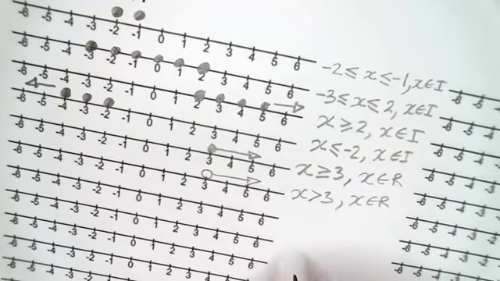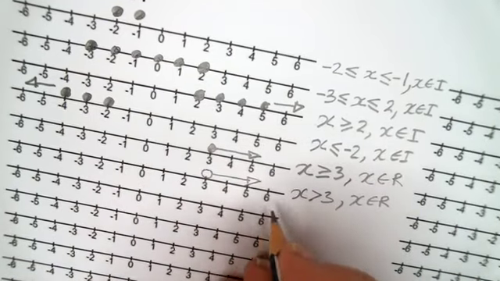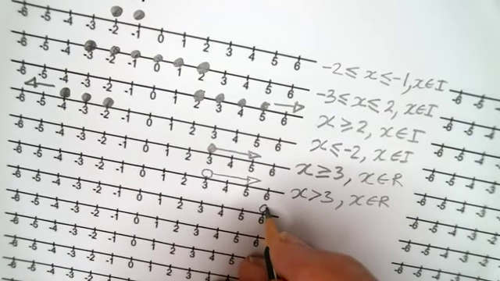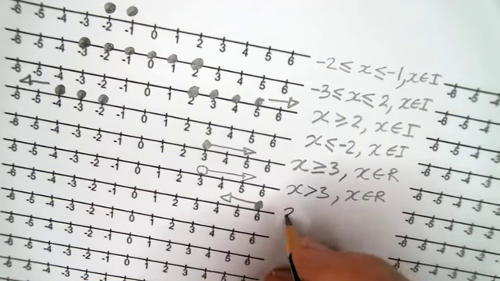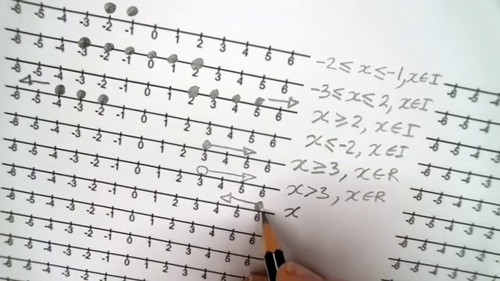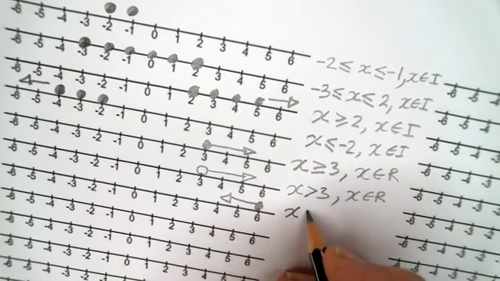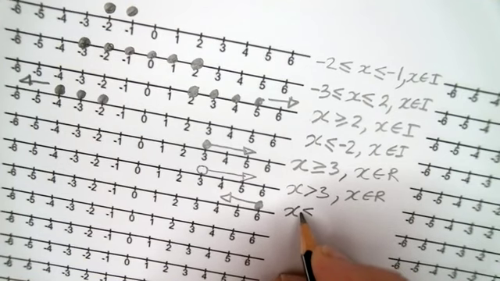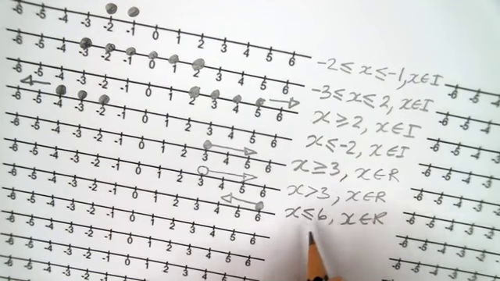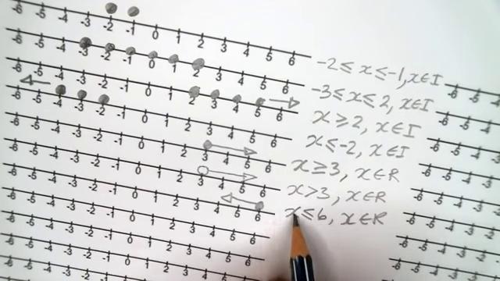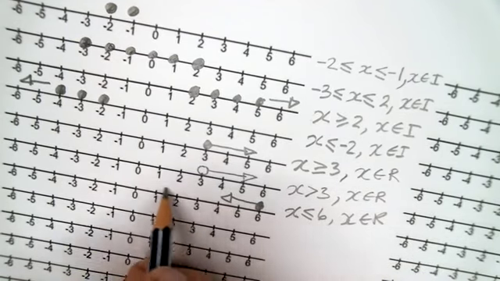Well, what about going the other way as well? Let's say we're going to go from 6 all the way down, including 6. Here it goes. So x is now going to be less than and equal to 6. So it includes 6, but it's less than as well. So it's going to be all the numbers all the way down.